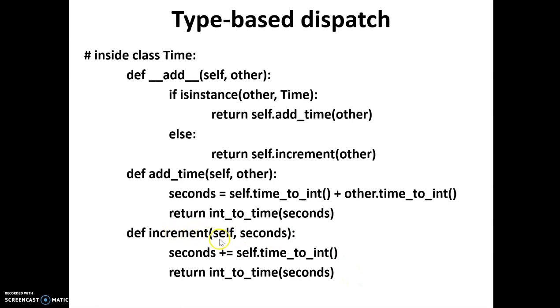In this case, the first parameter of this method is an object of a class and the second parameter is a numeric value. How to add an object of the Time class with a numeric value, we have already discussed. First you convert this object into an integer, then add the numeric value, and while returning, the resulting integer is converted back to a Time object. This concept is known as type based dispatch.